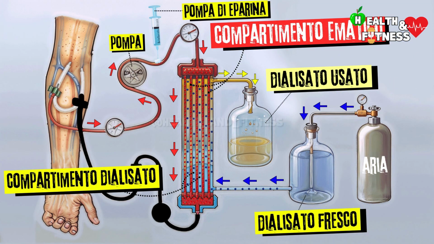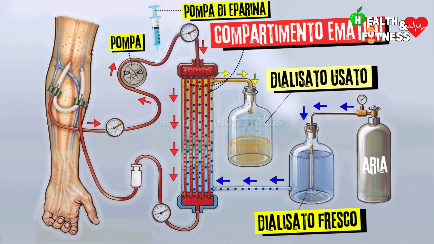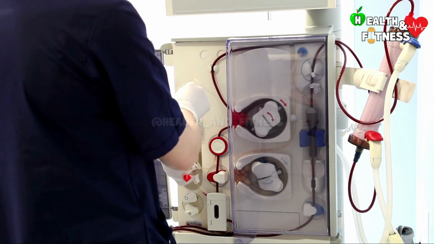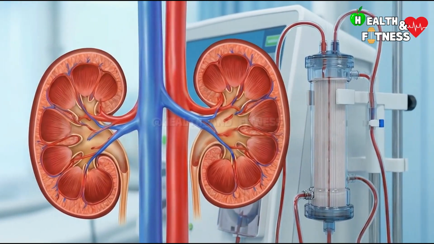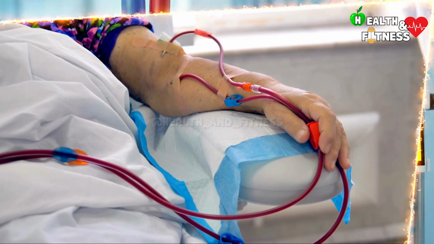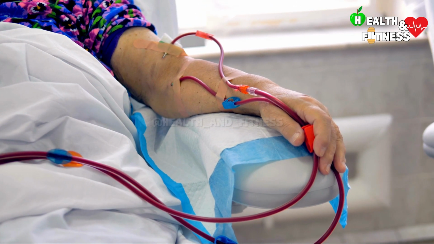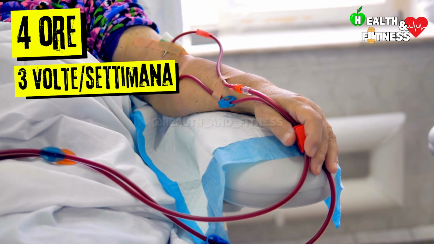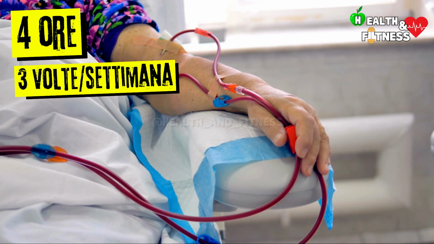Once the blood has been purified inside the dialyzer, it is returned to the patient's bloodstream through the vascular access. This process continues throughout the session, during which the machine pumps about 300 milliliters of blood per minute through the filter. A hemodialysis session lasts about 4 hours and must be repeated 3 times a week.